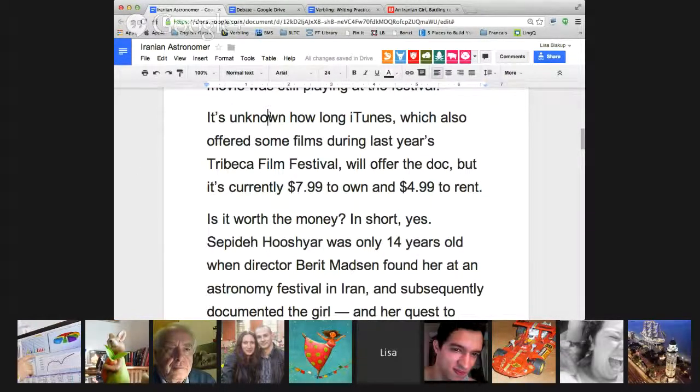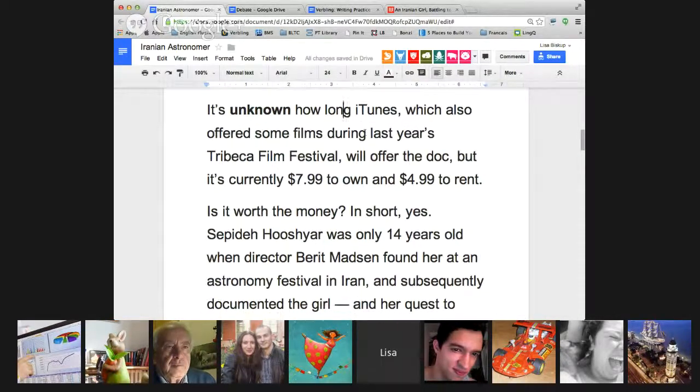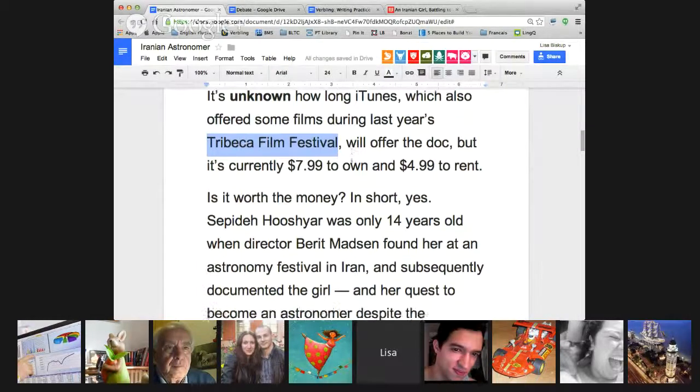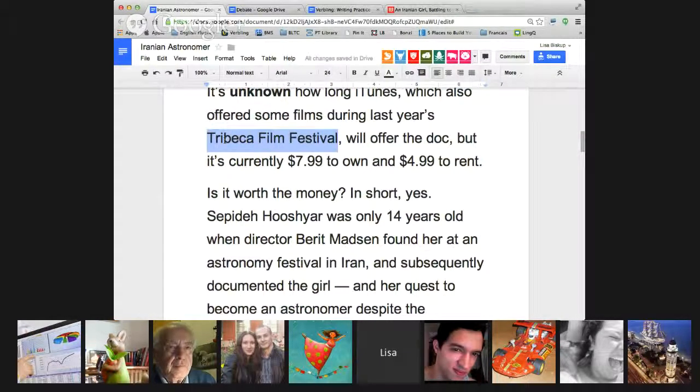Mm-hmm. So if something is unknown, it means we just don't know how long something will happen. So in this case, it is unknown how long iTunes will make it available. But they also offered some films during last year's Tribeca Film Festival. If you're interested in films, this is another film festival in the United States. I think that Tribeca is New York, I believe. And doc here is short for documentary film.